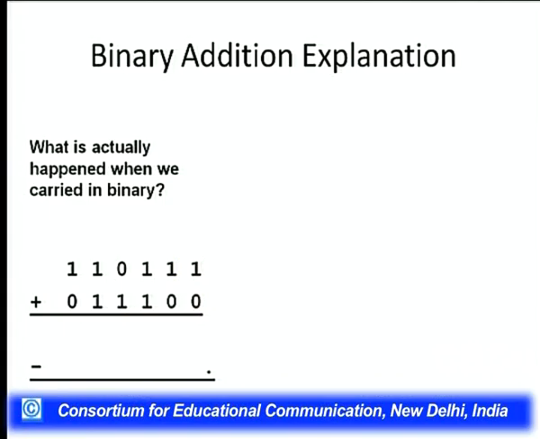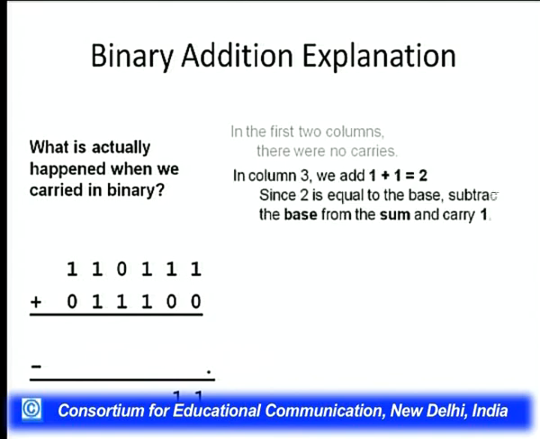So, we were talking about how two binary numbers can be added, and we had seen that the basic rule remains the same, and we had discussed an example also. Now, we are going to see what is the explanation behind this calculation. Here you are adding these two binary numbers, 110111 and 11100. In the first two columns there are no carries, so it is simple: 1 plus 0 is 1, and again 1 plus 0 is 1.